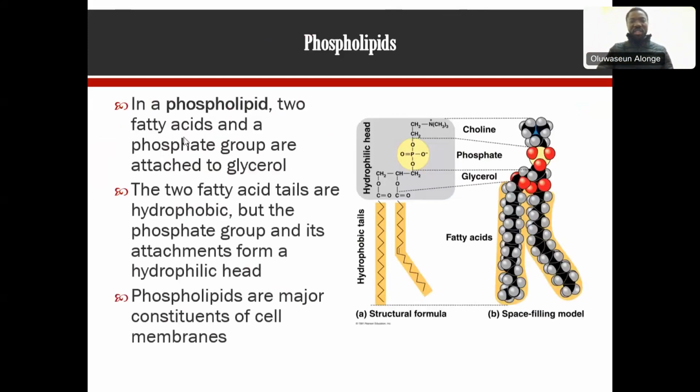Now, in a phospholipid, two fatty acids and a phosphate group are attached to a glycerol. So this is what you see here, and that is actually what makes what we call the cell membrane. It has a phosphate head and the fatty acid tails. Phospholipid means that there's a phosphate head and then the lipid fatty acid tails. There are two fatty acid tails, then there is a phosphate head right on there. This double layer is what we call the cell membrane, and I'll show that to you as we go.